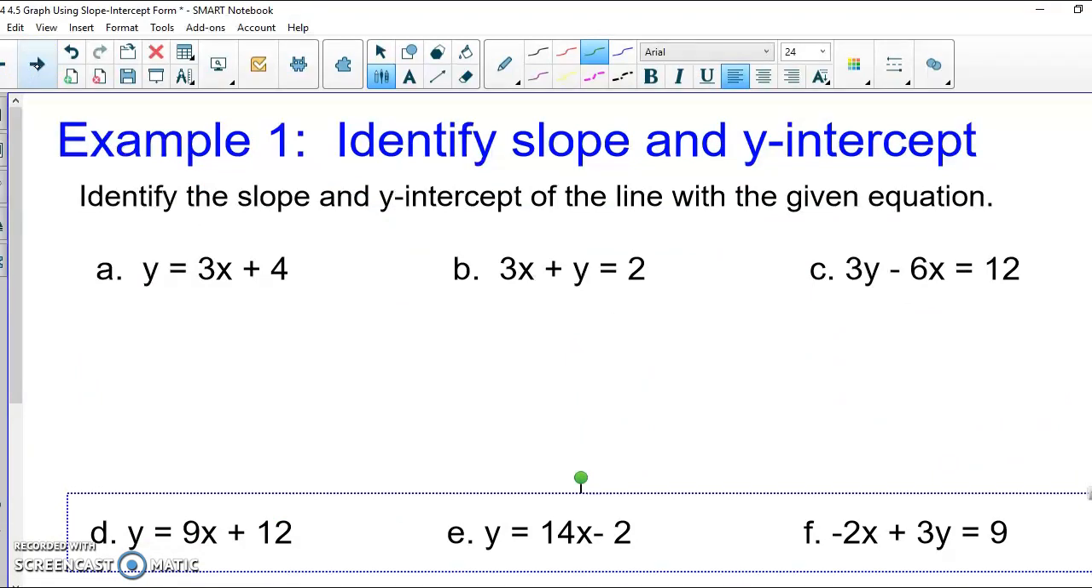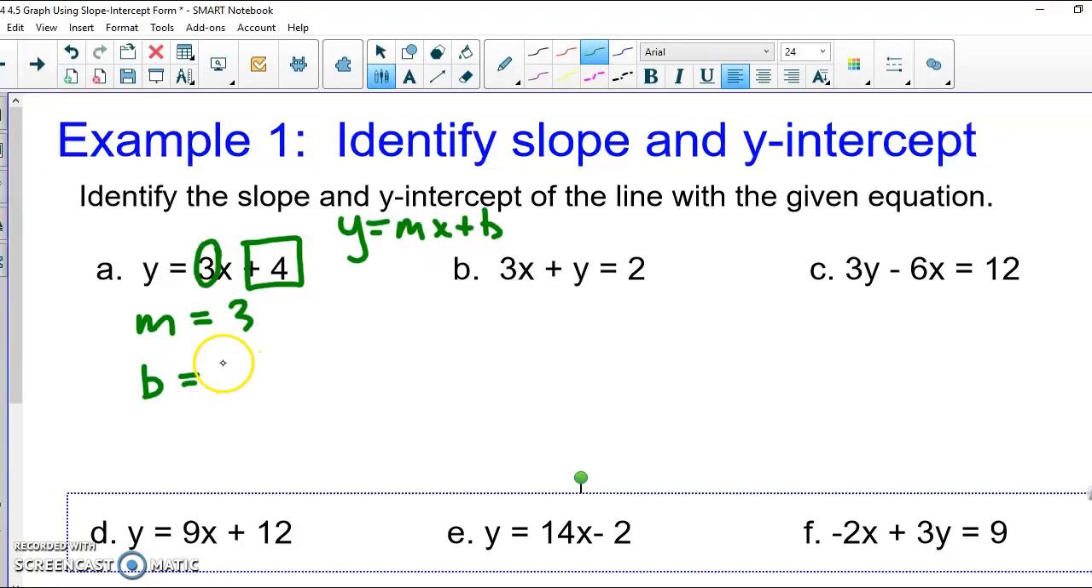So when you are given an equation, it's really easy to identify the slope and the y-intercept of the line as long as it's in y-intercept form. So remember, you always want to make sure it's written in y equals mx plus b form. So on example A, that one is all set to go for us. So our slope is our m term, coefficient of x. So in this case, 3. And my y-intercept is the b term, including the sign. So it's the constant that I'm adding to my x term. So in this case, a +4.